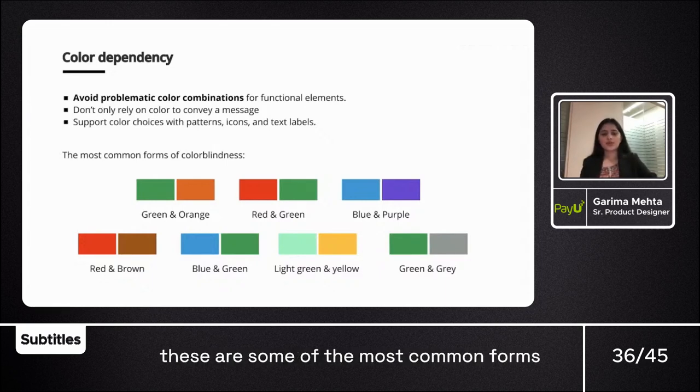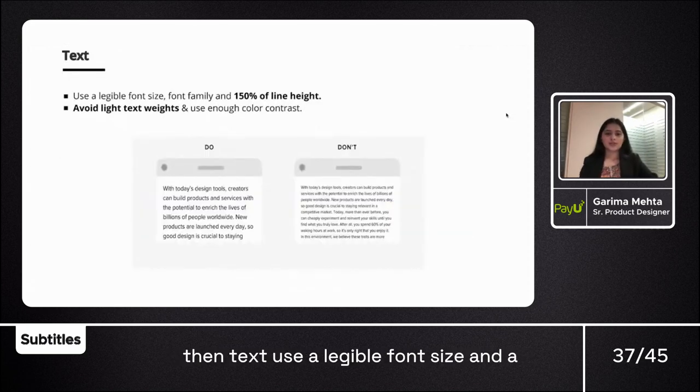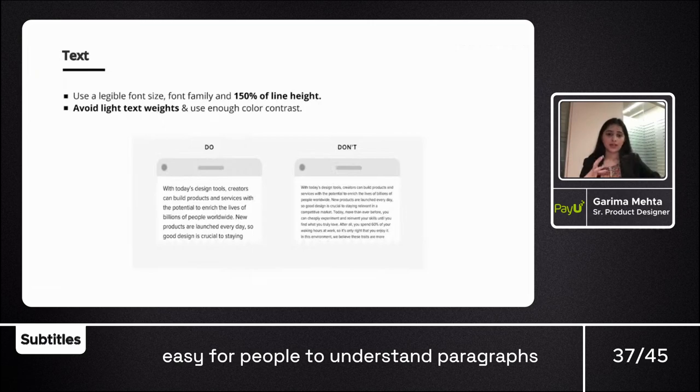These are some of the most common forms of color blindness that I have mentioned. There are people who cannot distinguish between red and green, blue and purple, and so on. So avoid using color as a source of communicating any information or activity. Then text: use a legible font size and 150% line height. This also makes paragraphs easy for people to understand. Avoid lightweight text and use enough contrast.